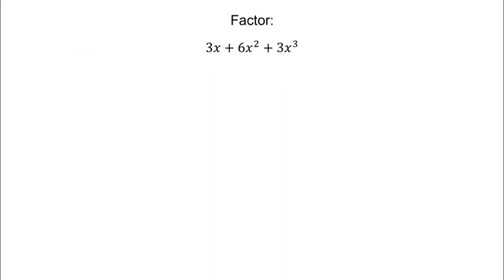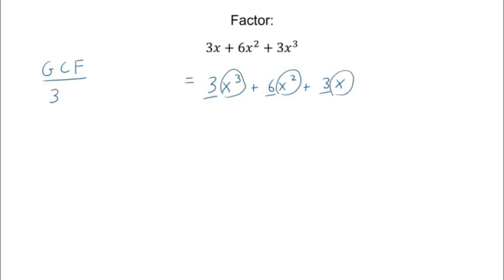All right, let's factor this polynomial, 3x plus 6x squared plus 3x cubed. Well, right off the bat, it's really easy to tell in this example that this polynomial is not written in descending order. So let's first write it in descending order before we even attempt to factor it. All right, perfect. Now we're in descending order. Now the first step is to look for a GCF. The biggest number that will evenly divide 3 and 6 and 3 obviously is 3. And then the largest variable factor that will evenly divide x cubed, x squared, and x is x.